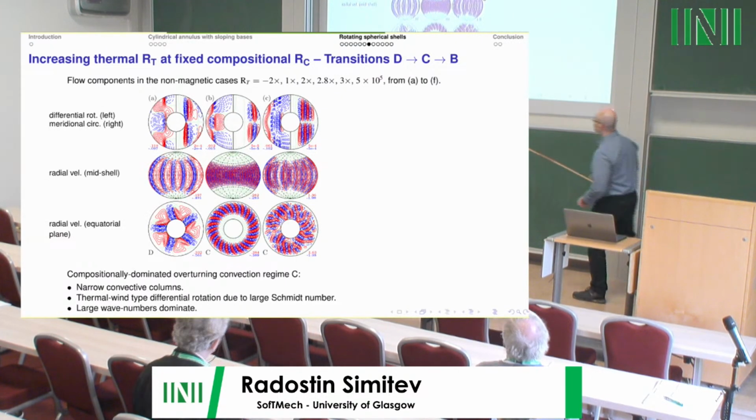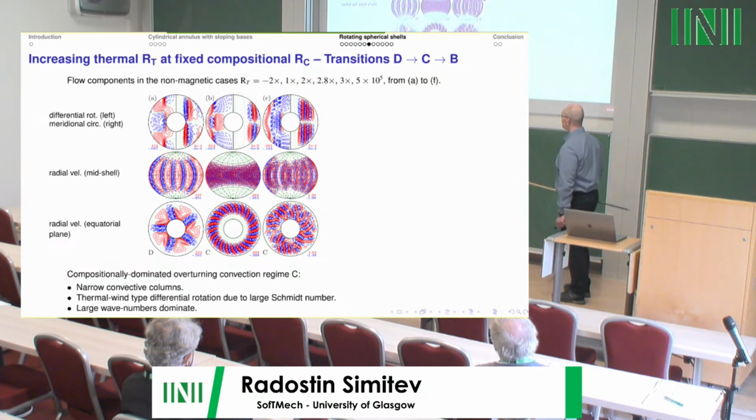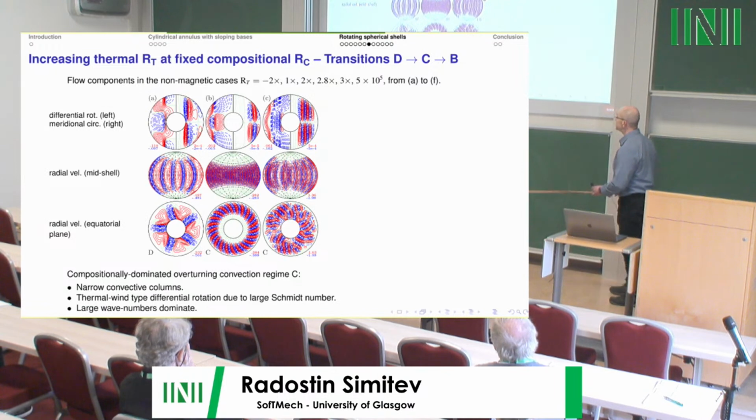Increasing the thermo-Rayleigh number, this is the compositionally dominated overturning convection regime that I've denoted by C in the previous graph. In here, we have narrow convective columns. The differential rotation is of thermo-wind type. And I would explain this by the similarity between the compositional and the temperature equation.